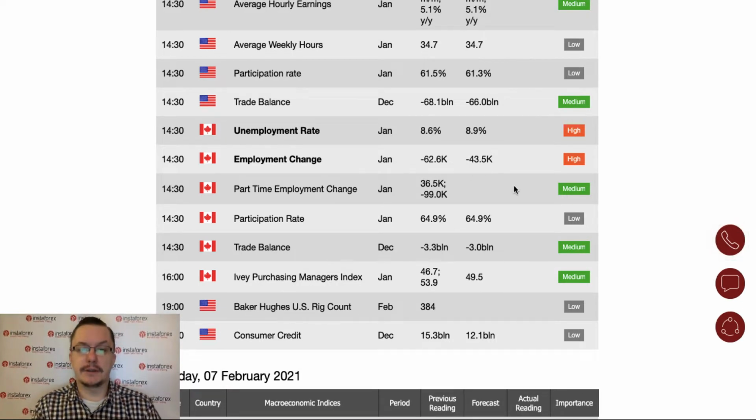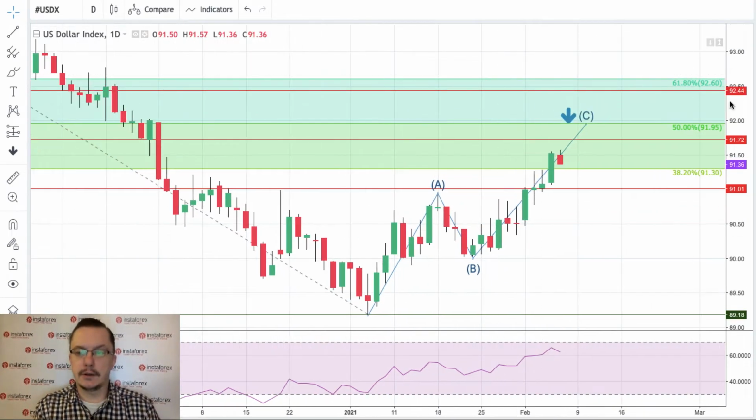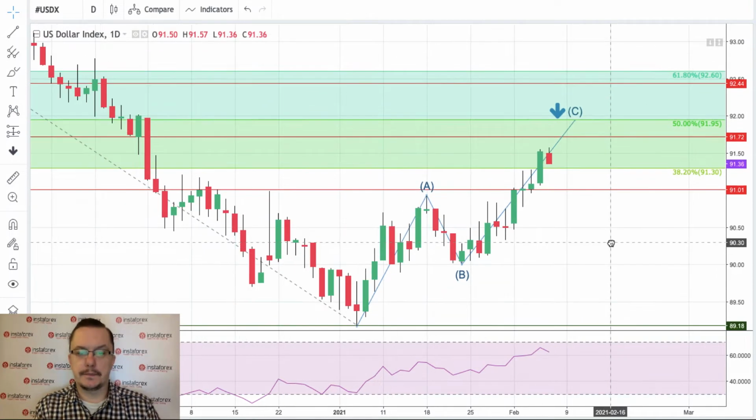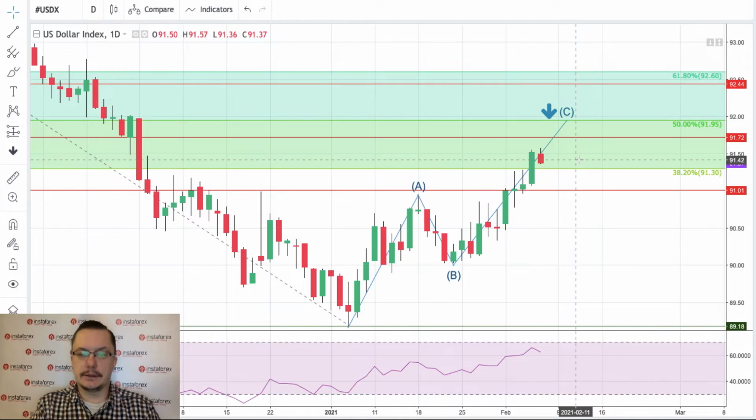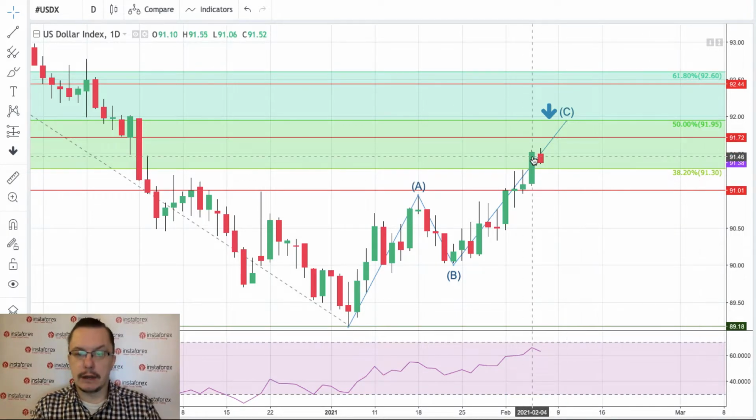So now we should definitely take a look at the US dollar, euro dollar, and the US dollar to the Canadian dollar. So let's take a look at the US dollar. Everything is going on as our scenario predicted. We are climbing above 38% of the Fibonacci retracement of the last wave down. The local high was already made at 91.55, very nice. And the market, as you can see, is waiting for the data from the US labor market.